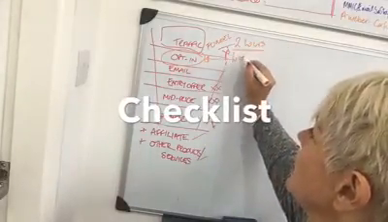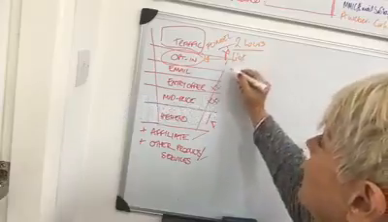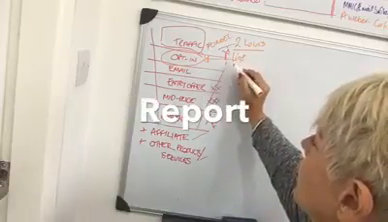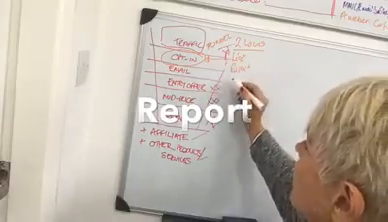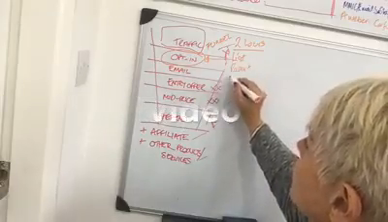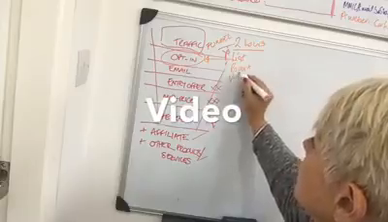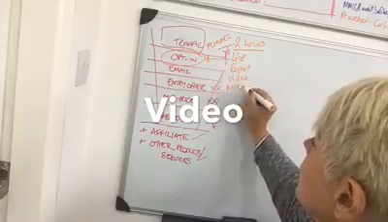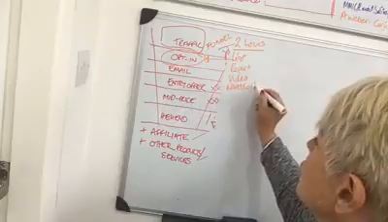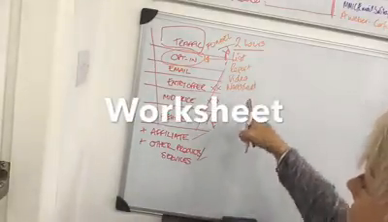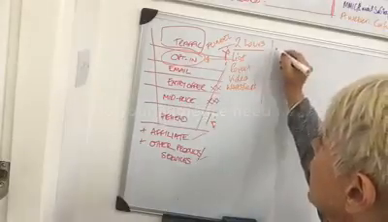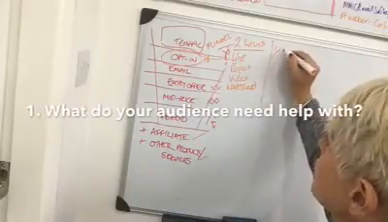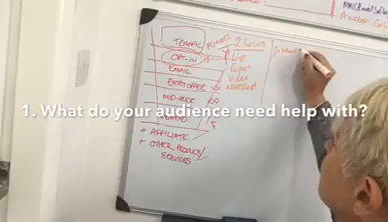So what can you produce in 2 hours? Well, you can produce a list, like a checklist. You can do a report. I'll show you that in another video, how you can get that together really quickly. You can do videos. You could do a worksheet. There's all sorts of opt-ins that you should be able to produce in 2 hours, as long as you know a couple of things. So one is, what does your audience really need help with?